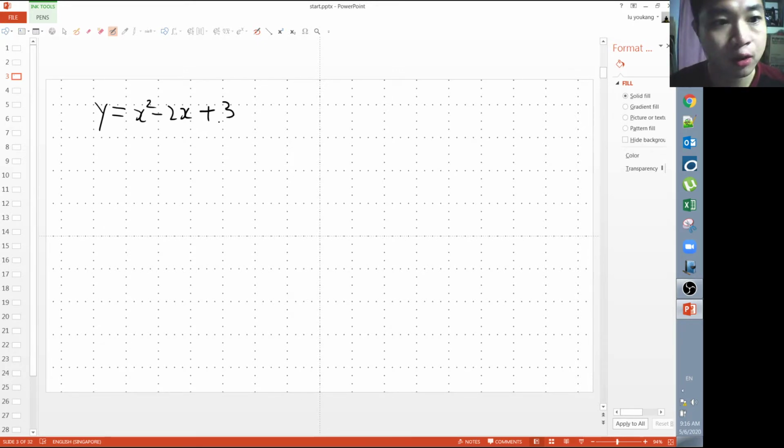Okay, with this quadratic equation, why is it a quadratic equation? You can see the highest power of the equation is 2 and you have an equal sign. So these are the two features of a quadratic equation. So I hope you remember the way to complete the square for quadratic equations.